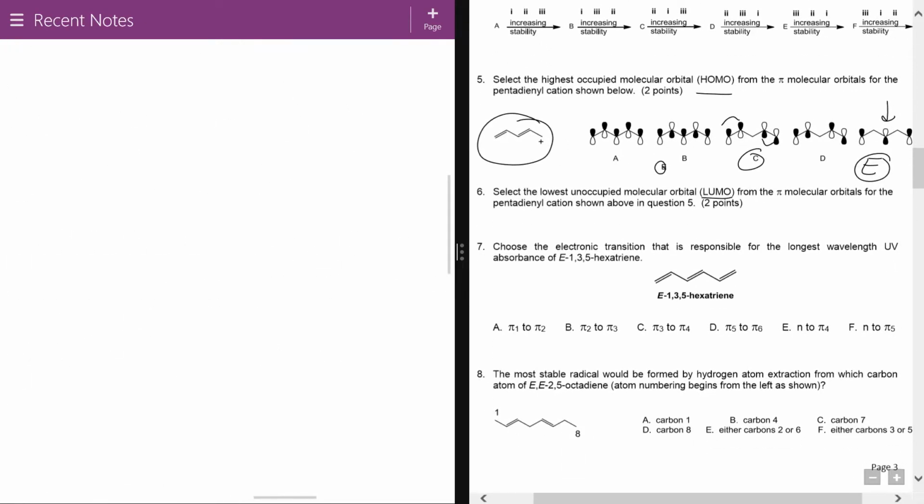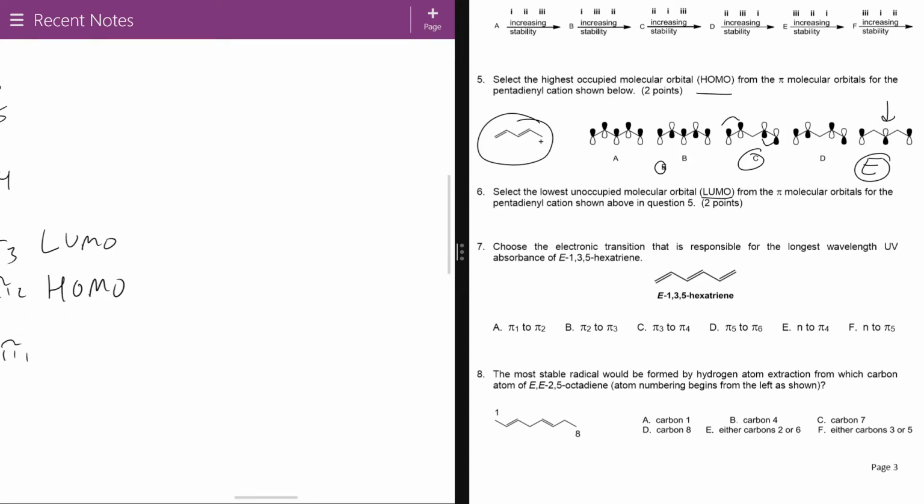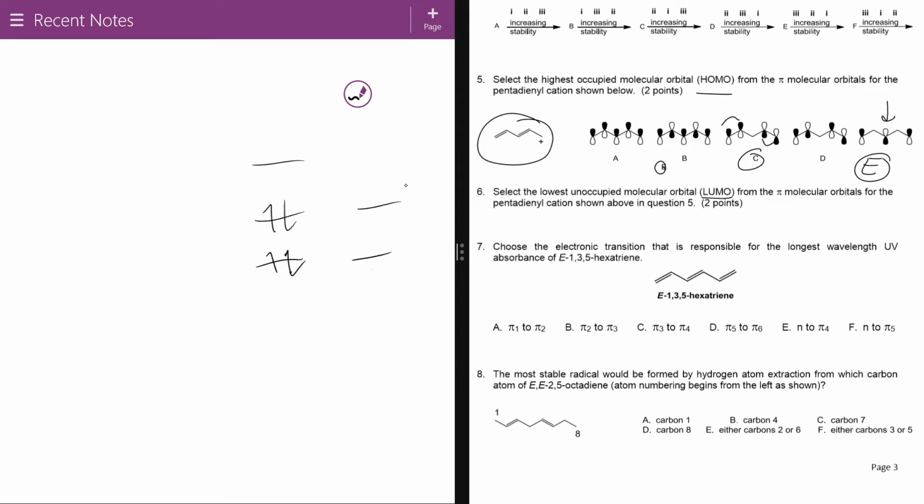Now 7 is just a more complicated way of asking a molecular orbital question. The first thing you guys should know is that when a molecule absorbs ultraviolet light, electrons can get promoted like this.